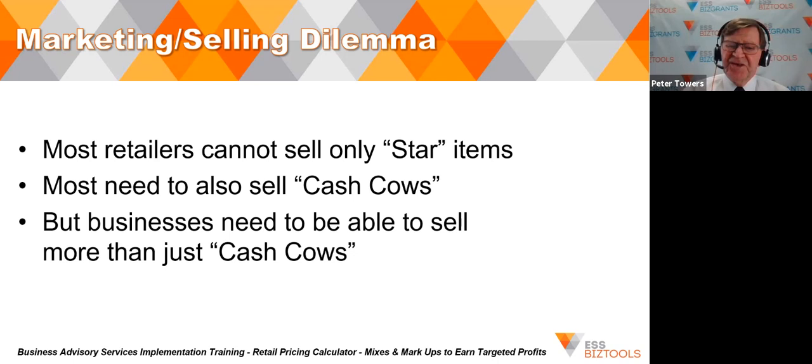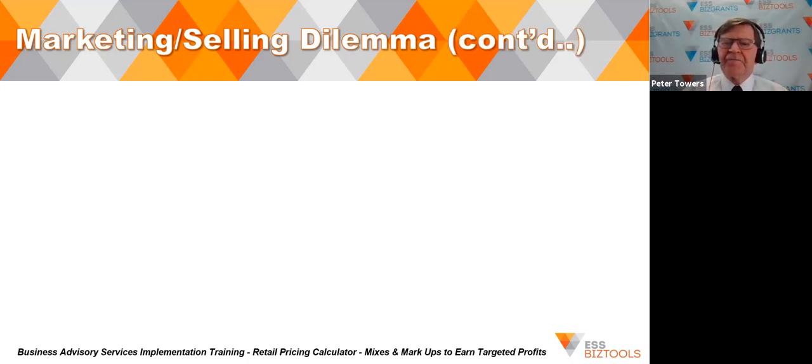So most businesses need to be able to sell more than the cash cows. Those cash cows, you might sell a lot of it, but you probably won't generate enough gross profit margin out of that to cover the wages and overhead expenses of running the business. So they do need the star items, but they've got to have cash cows because that's what a lot of customers originally come looking for.